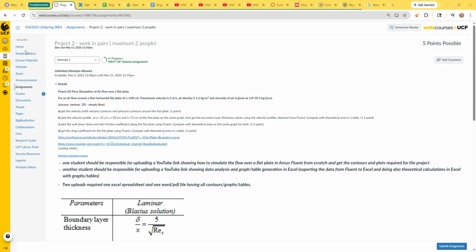Then we went on to a chart, my 3 velocity profiles. I guess I can't zoom in, but yeah, these are the 3 ones. Obviously red's 25, green's 50, and blue is 75. And then I believe this is the wall shear stress. Yeah, here's the wall shear stress across the plate. And that should be all for the graphs, I believe.